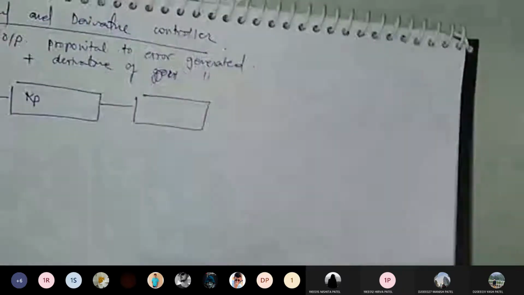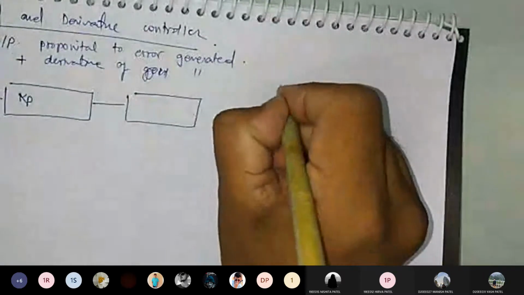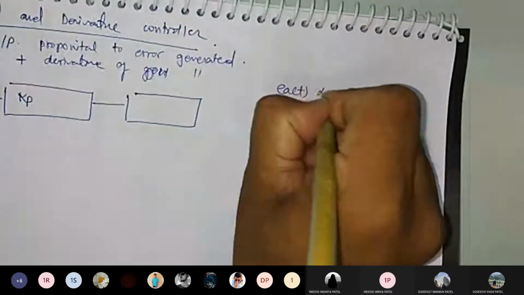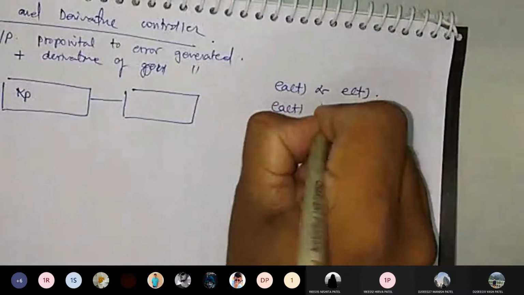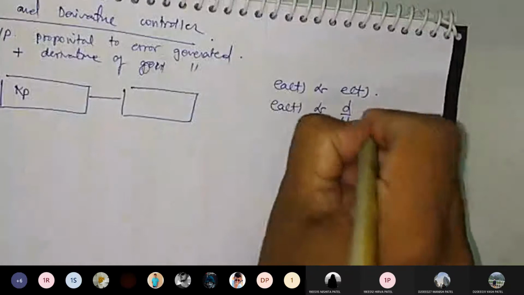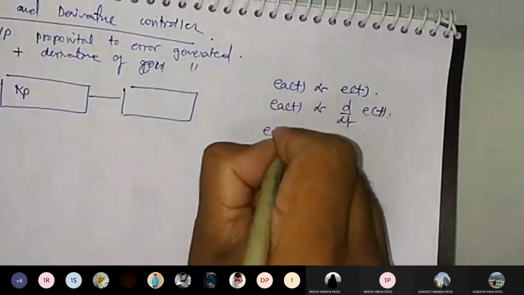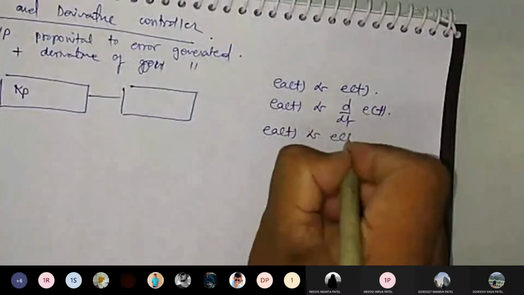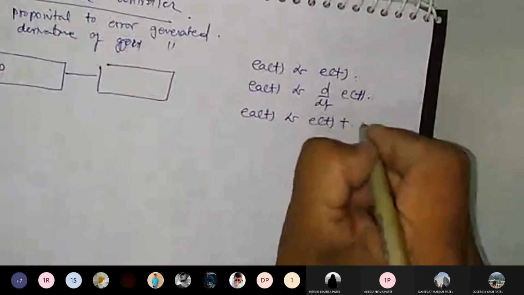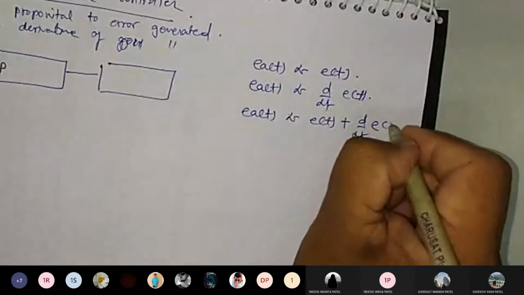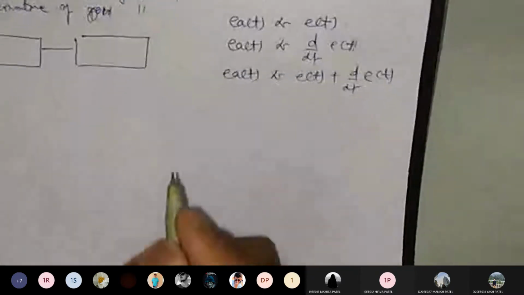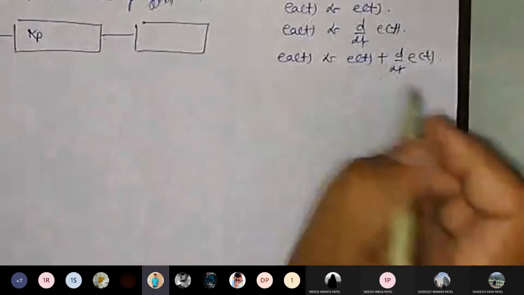Let us say we will be having some mathematical equation. It gives the output proportional to the error generated. What does that mean? Ea of t is proportional to the error generated, and Ea of t is proportional to d by dt of E of t. So Ea of t is proportional to E of t plus d by dt of E of t. Are you getting me? Yes.